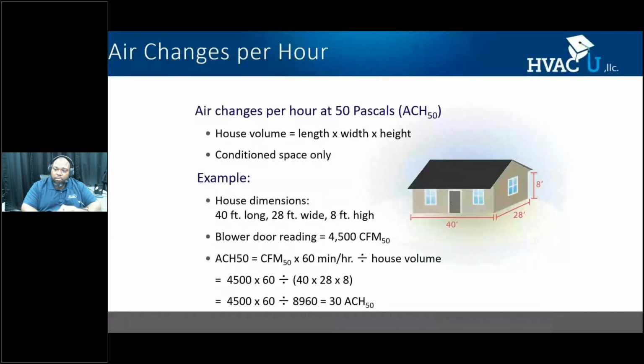All right. So here's a practical example of how we use it. We have air changes per hour at 50 pascals. We have the house volume, which we come up with by length times width times height. In our example here, we'll keep it simple. We'll use a conditioned ranch that's on a slab. When we use our volume, we're only going to deal with the conditioned space. That's the only thing we're going to calculate.